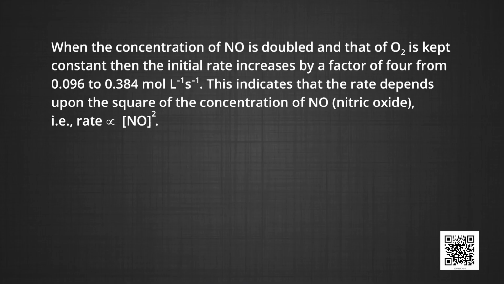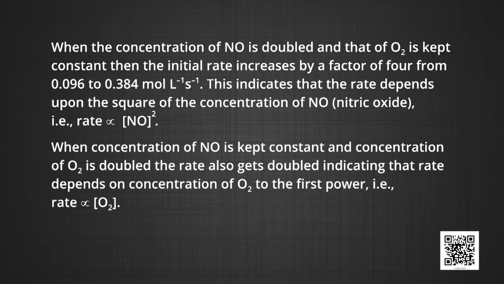It is obvious after looking at the results that when the concentration of nitric oxide is doubled and that of the oxygen is kept constant, then the initial rate increases by a factor of 4, from 0.096 to 0.384 moles per liter per second. This indicates that the rate depends upon the square of the concentration of nitric oxide. That is, rate is directly proportional to molar concentration of nitric oxide raised to power 2.